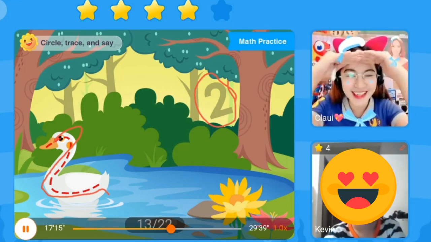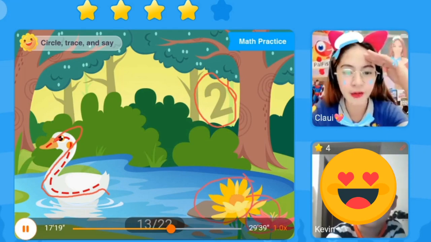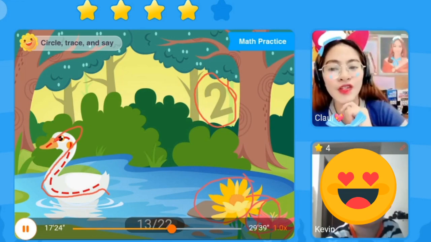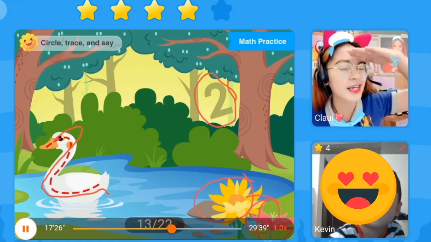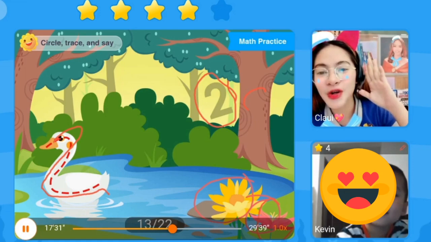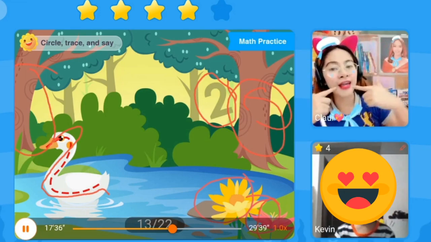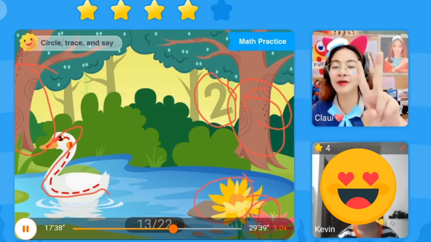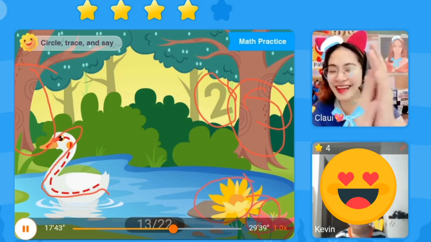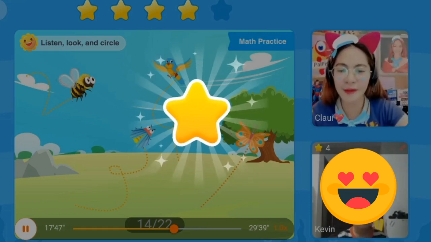Yes, you found it. Now look, how many flowers can you see? Two. Now you say, I can see two flowers. I can see two flowers. One more time. I can see two flowers. Okay, very good. Now look. What can you see in the picture?